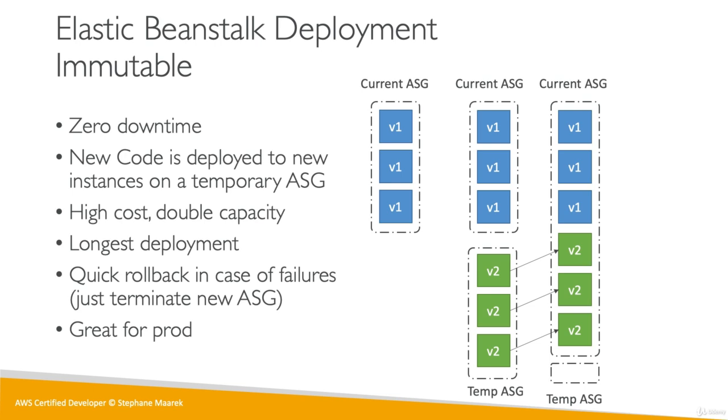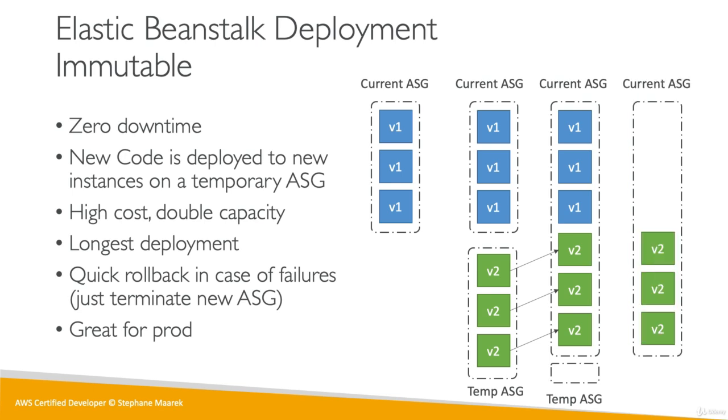And when all of this is done and the temporary ASG is empty, then we have the current ASG that will terminate all the V1 applications while the V2 applications are still there. And then finally, the temporary ASG will just be removed.